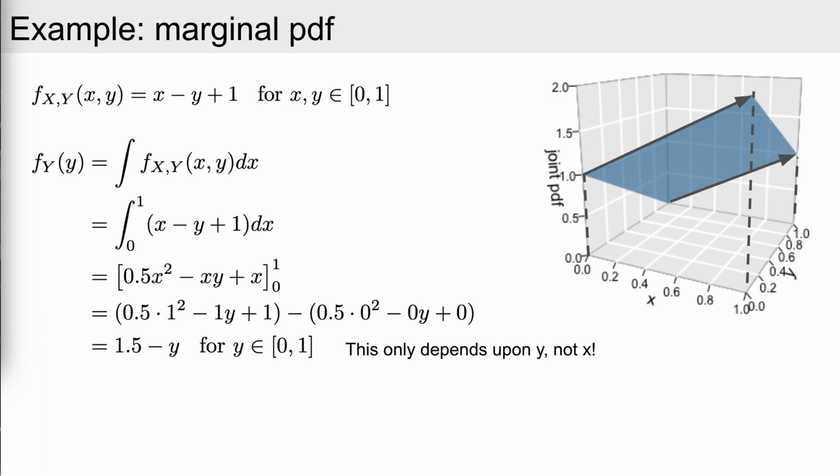Similarly, we can prove that the PDF for y alone is 1.5 minus y for y from 0 to 1, which only depends upon y. Again, I encourage you to pause your video to confirm this result.